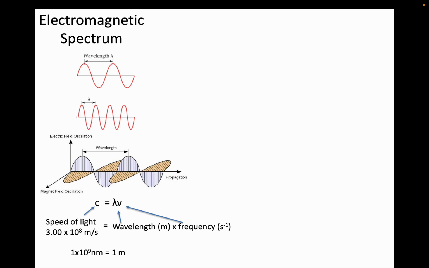We'll also be doing some unit conversions between meters and nanometers. That would be given to us, but it's going to be one that I think we'd want to memorize because we're using it quite often. 1 times 10 to the 9th nanometers equals 1 meter.